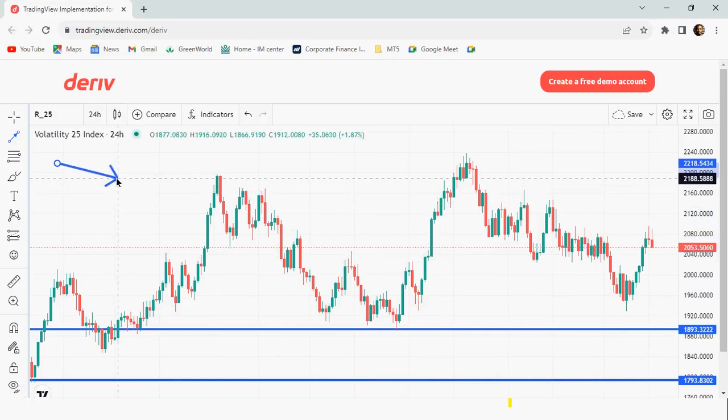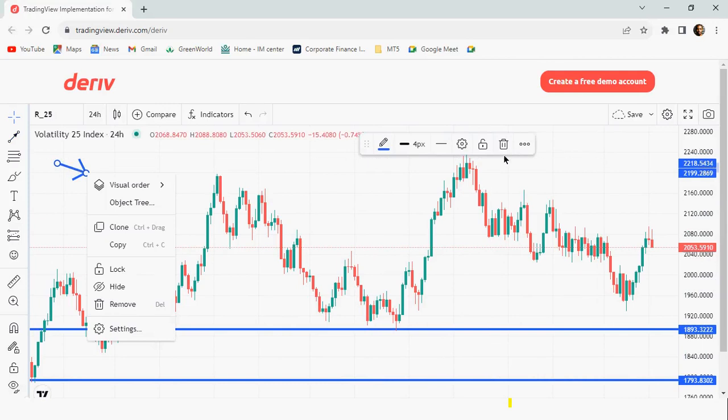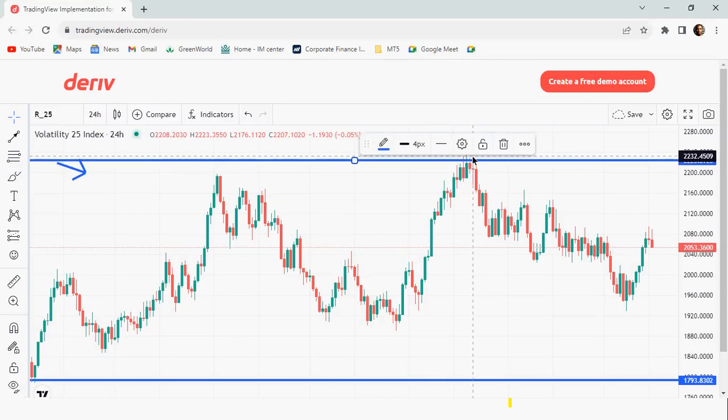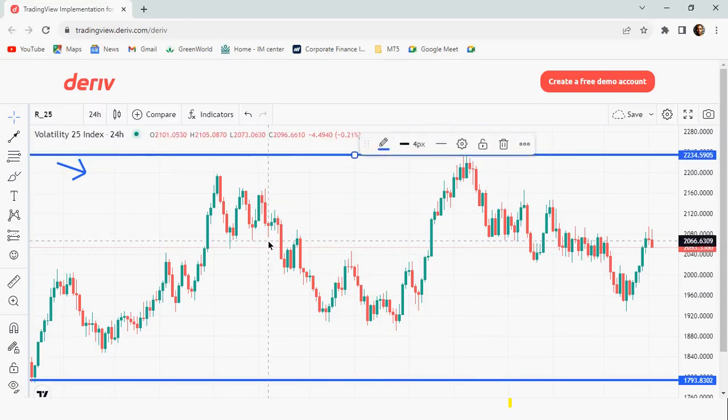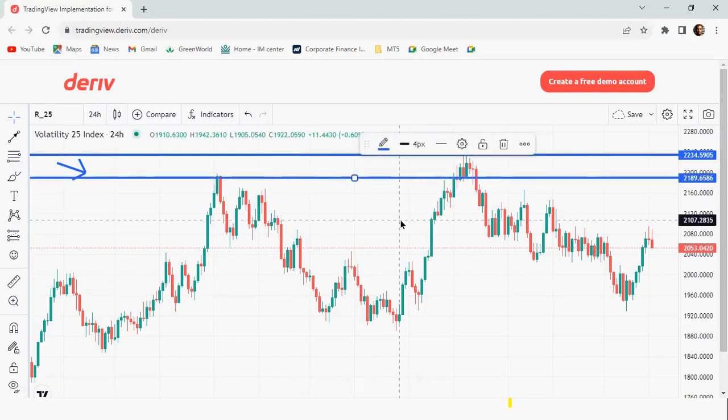Now, when it comes to resistance, our resistance is here, on this point. This is our resistance level on this time frame. Then there's also incomplete resistance, we'll put it here, okay?